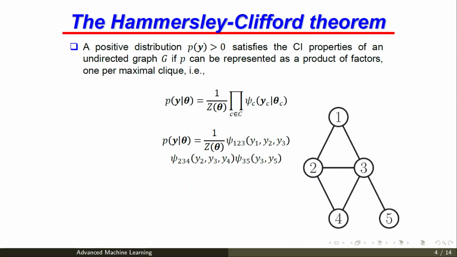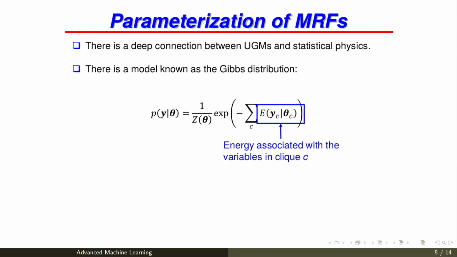So here is an example of partitioning into maximal cliques. So it is 1 by Z theta times the clique 1, 2, 3, then times clique 2, 3, 4, times clique 3, 3, 5. Right. So that is the Hammersley-Clifford theorem.